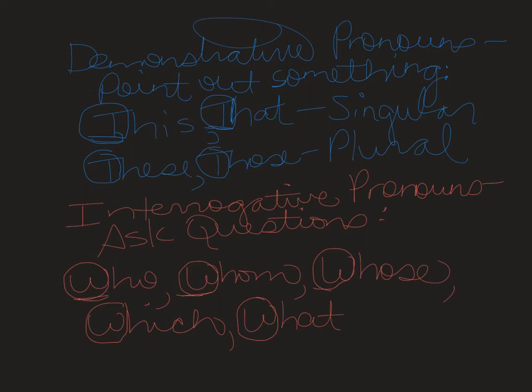We have demonstrative pronouns. Demonstrative pronouns point out something. This or that are singular, and the words these and those are plural. They all point out something. Note that all demonstrative pronouns, all four of them, start with the letter T.